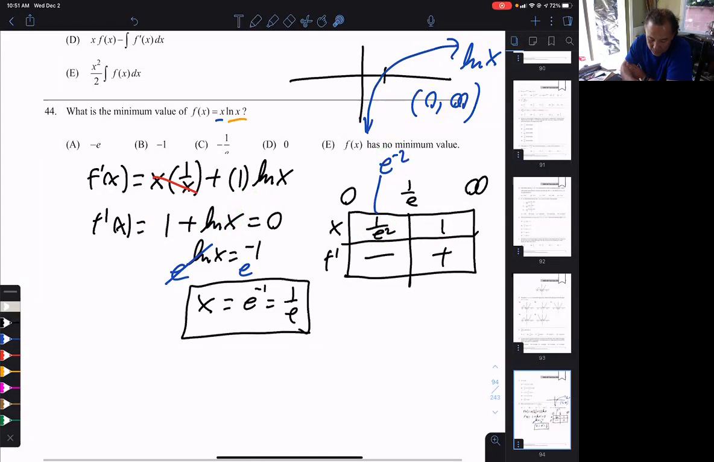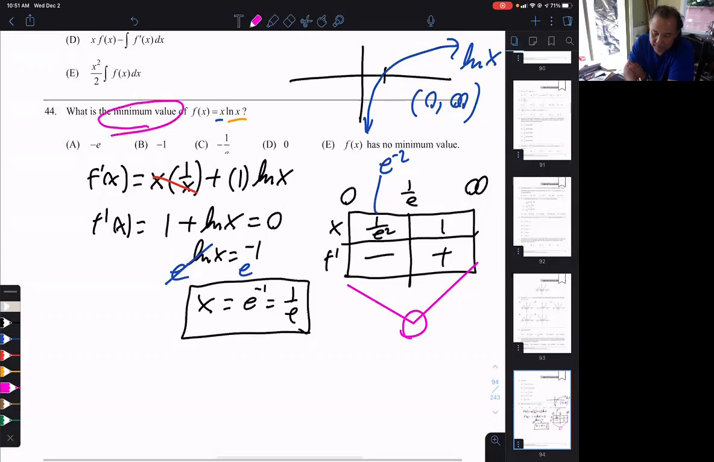All right, look at what this tells us. This function from 0 to 1 over e is decreasing. And after 1 over e, it's always increasing. Now, I don't know if that's a shape, but definitely that's a relative minimum. Therefore, it's an absolute minimum because it's the only relative extrema. So we know the minimum occurs at 1 over e, but that's not the question.